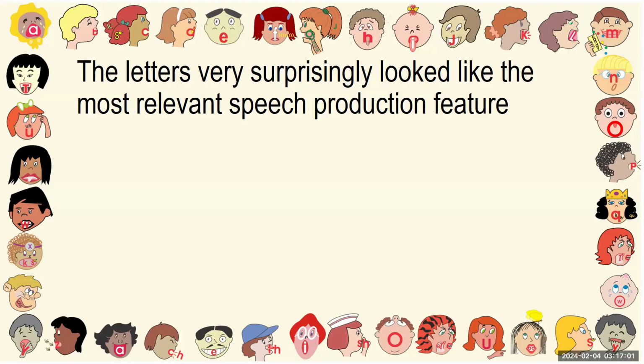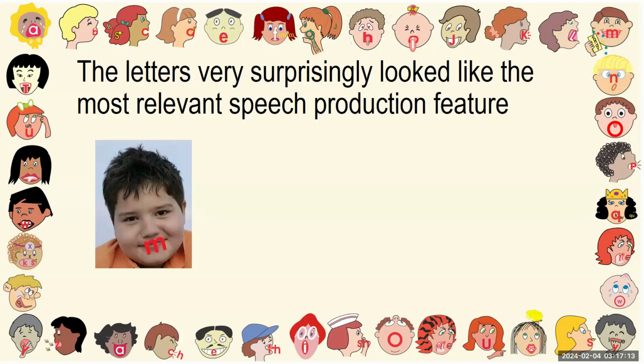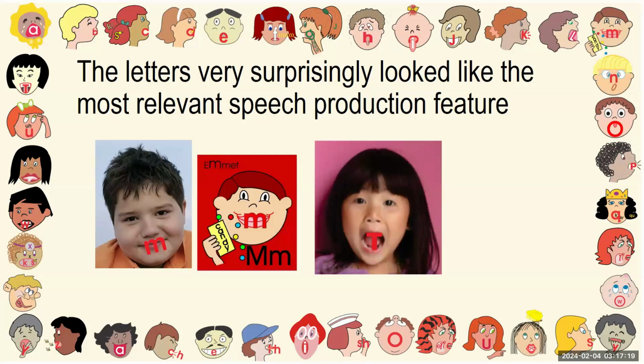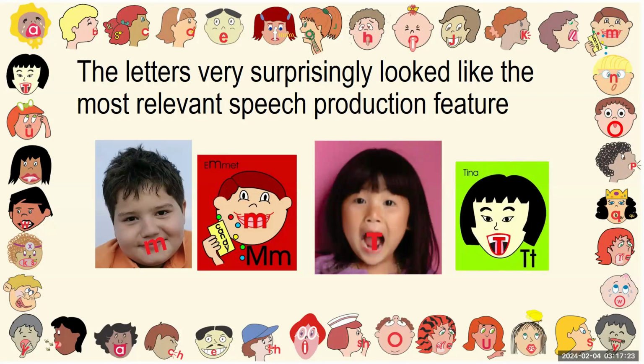When developing the alphabet, I was very surprised to discover that each letter actually looked like the most relevant speech production feature. The letter M actually looks like the Cupid's bow on the lip. So there's a little boy, and the letter M fits nicely over the Cupid's bow on his lip. And so that it signals what sound the M should make.